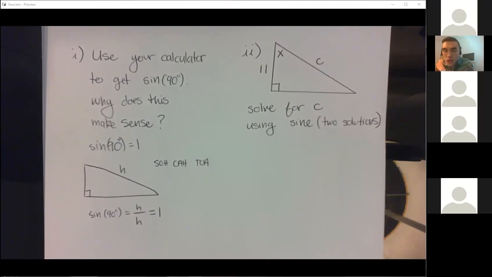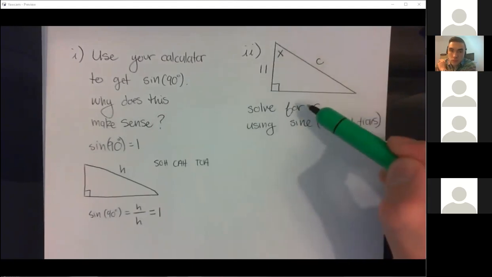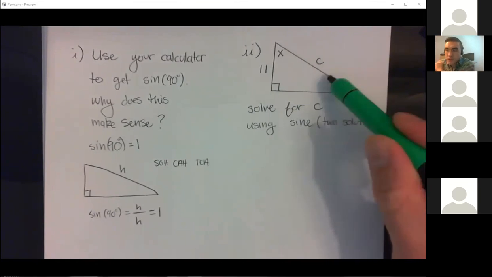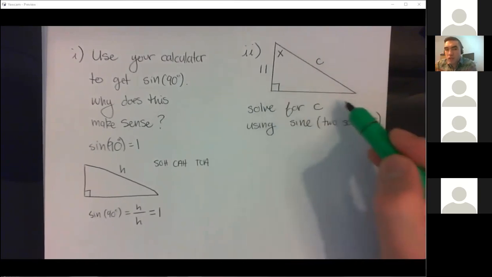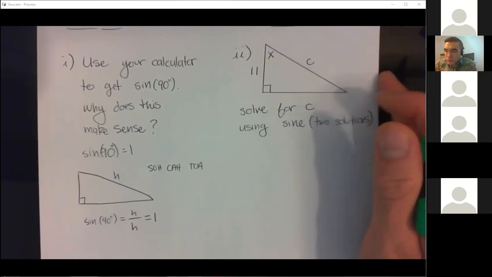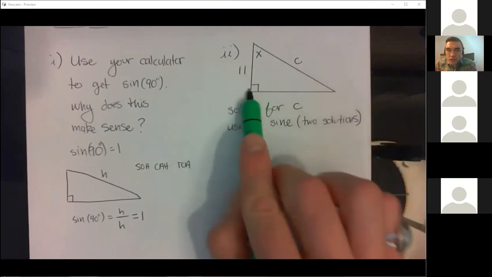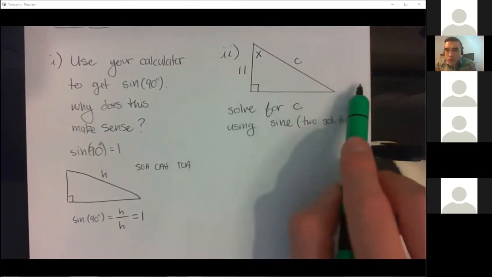How come I can't write a ratio for sine using angle x that involves c right off the bat? What ratio is sine? It's opposite over hypotenuse, and we're not given that opposite length. So sine of x here would have to be opposite divided by hypotenuse. And I don't have this length, but can I define it? You could. I can define this length right here using the Pythagorean theorem.